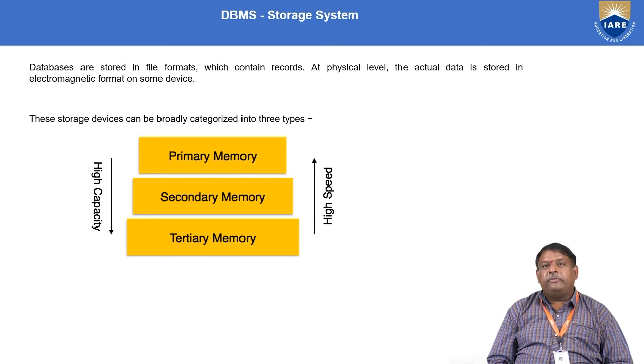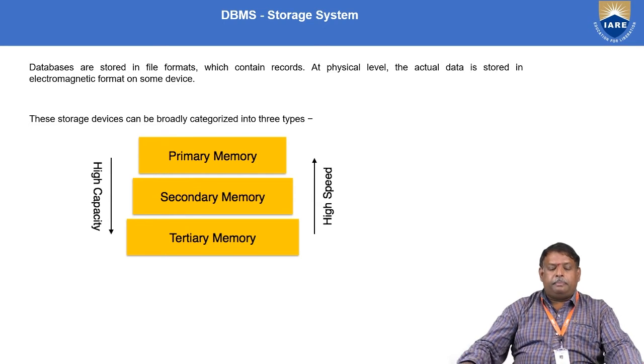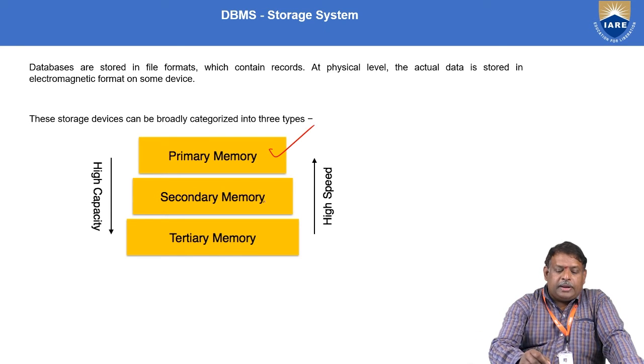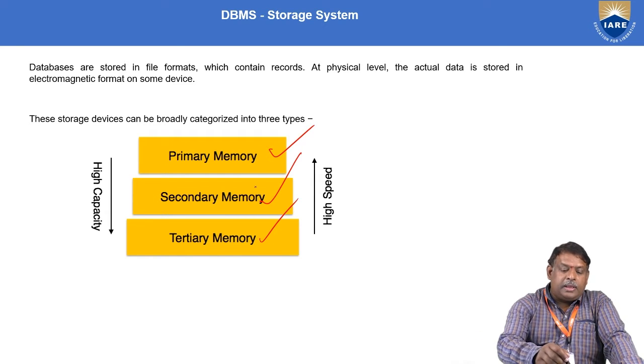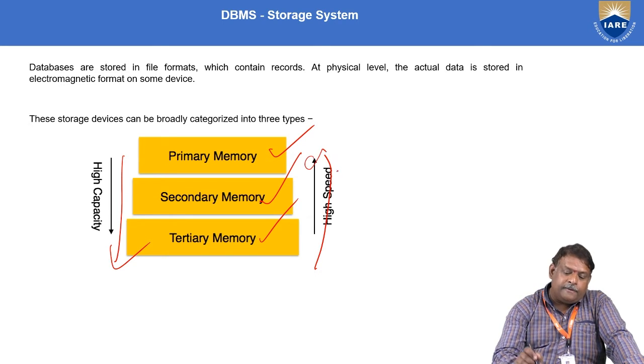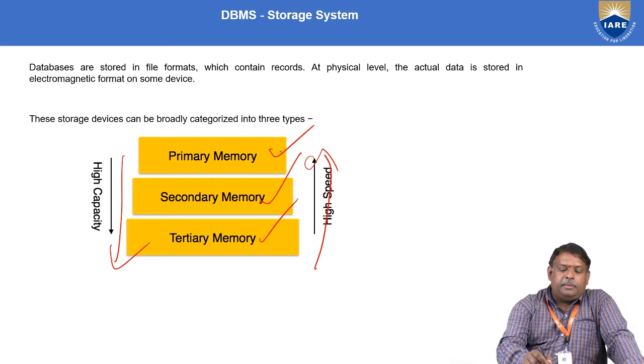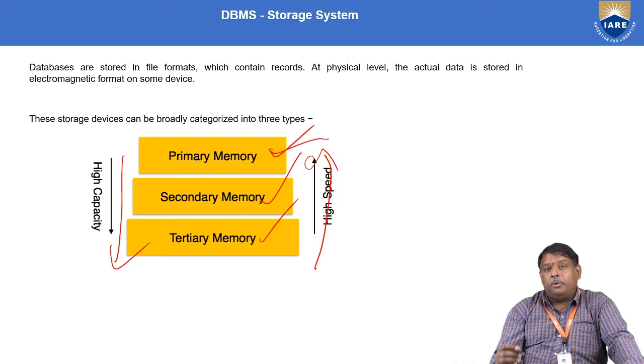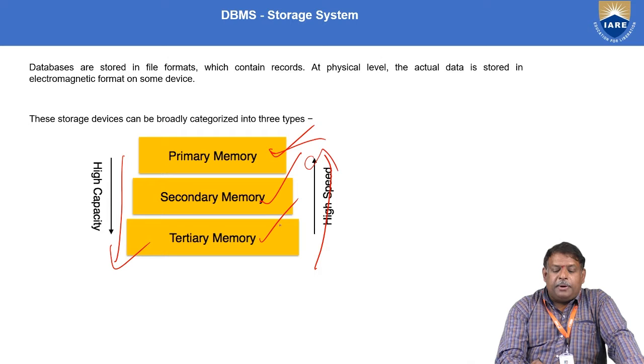Databases are stored in file formats which contain records. At the physical level, the actual data is stored in electromagnetic format on some device. The typical storage devices can be broadly categorized into three types: primary memory, secondary memory, and tertiary memory. The capacity increases going downwards, whereas the speed decreases. Primary memory has more speed compared to tertiary memory.